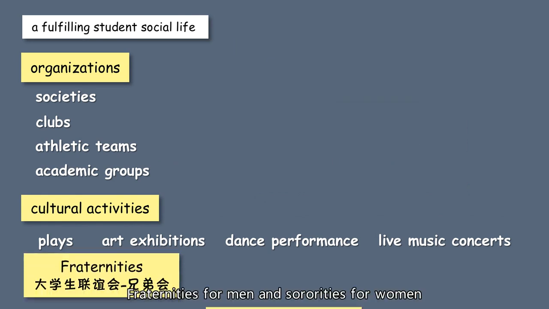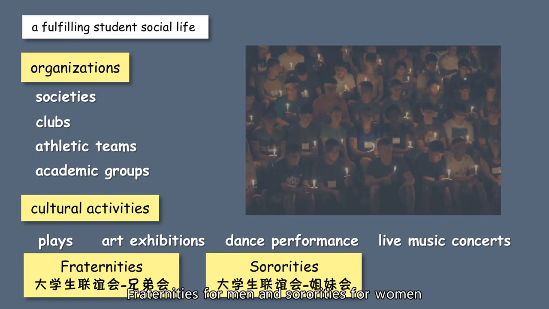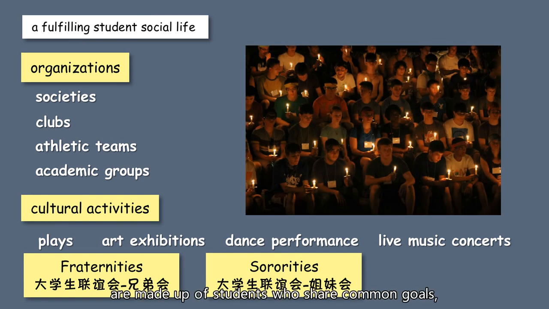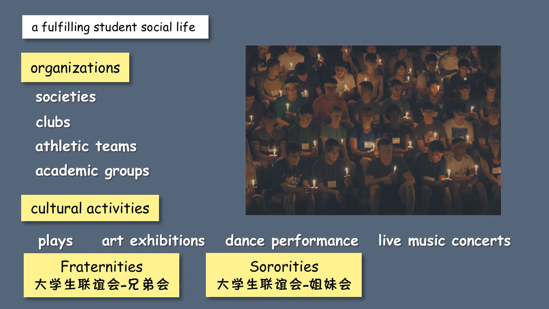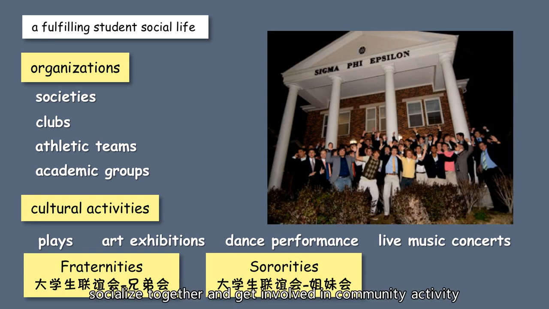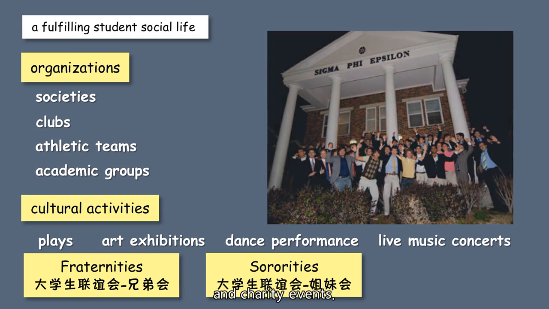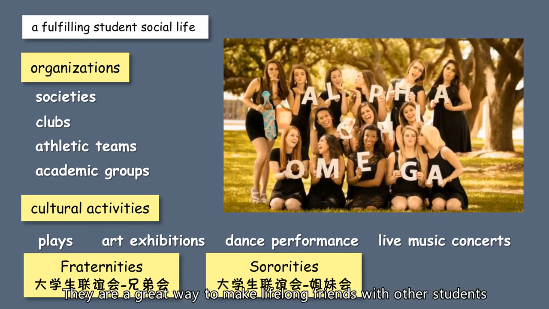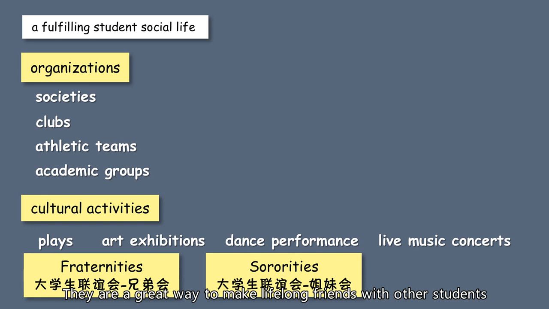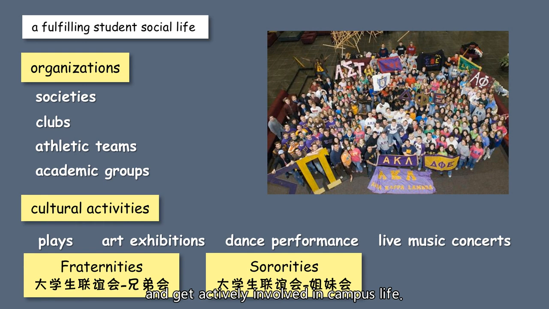Fraternities for men and sororities for women are made up of students who share common goals. Socialize together and get involved in community activity and charity events. They are a great way to make lifelong friends with other students and get actively involved in campus life.